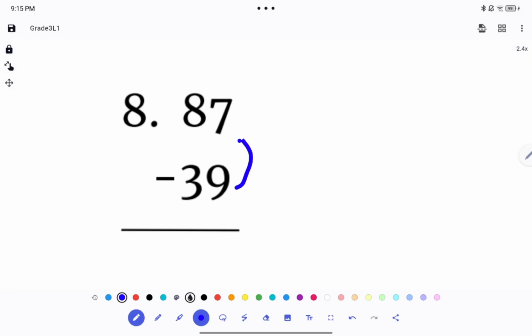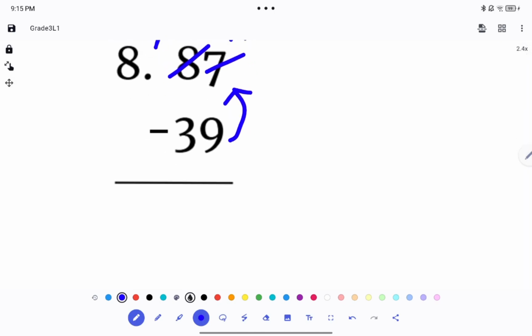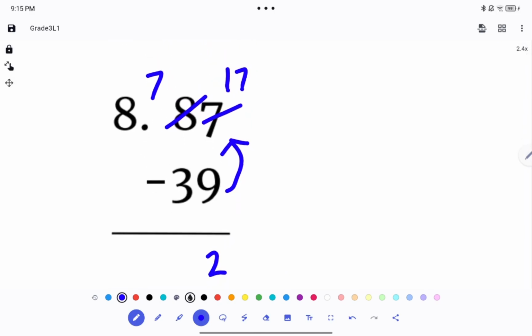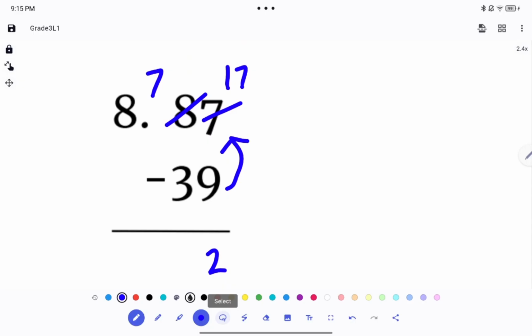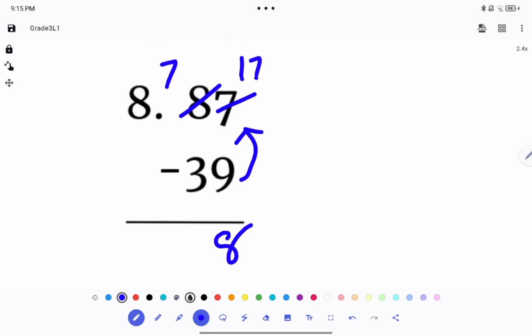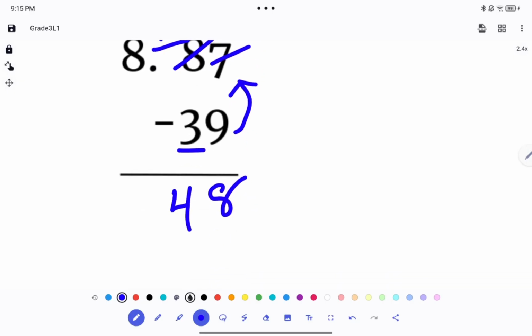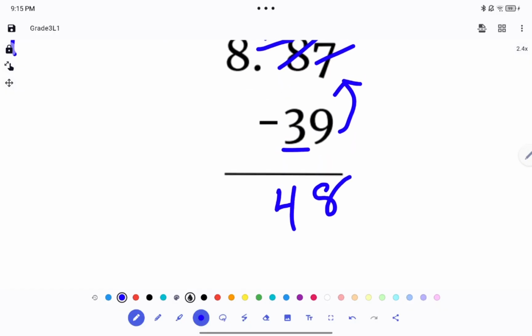Now, 87 minus 39, right? So again, 9 is too big for 7, so we need to take a 10 out of the tens place and add it to 7, which becomes 17. And then 17 minus 9 then becomes 2. Sorry, forgive me. It just becomes 8. This is what happens when you rush things. Think through things slowly. Alright, now 7 minus 3 is 4. 48. And that's all the subtraction problems.